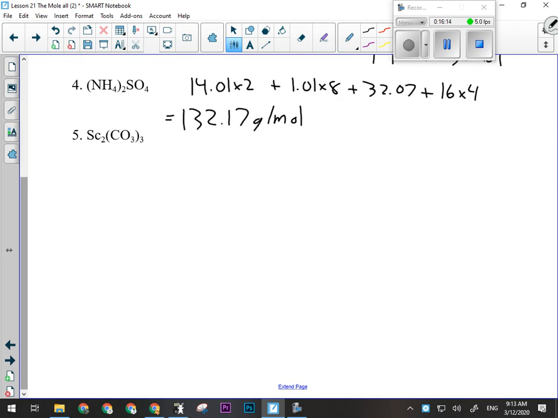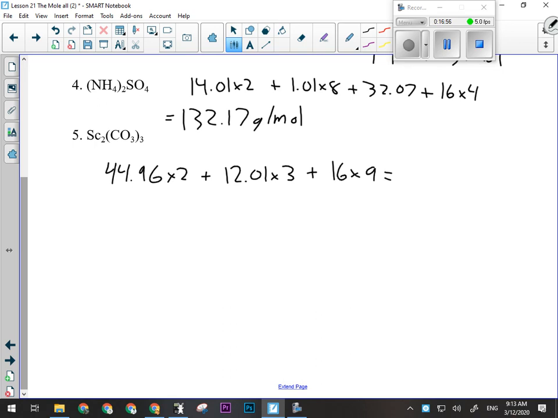And then for number 5, I've got scandium carbonate. So I've got scandium, carbon, and oxygen. How many scandium are there? 2. I cannot remember what the mass of scandium is. 44.96, is that what you guys have? Yes. Times 2. How many carbon are there? 3. So there's my 3 carbon, 12.01 times 3. And how many oxygen do I have? 9, 3 times 3 is 9, so 16 times 9.